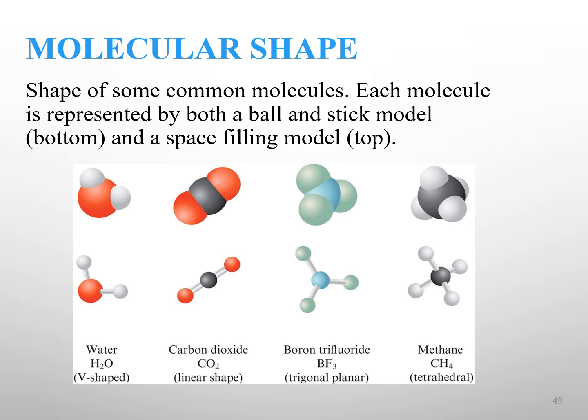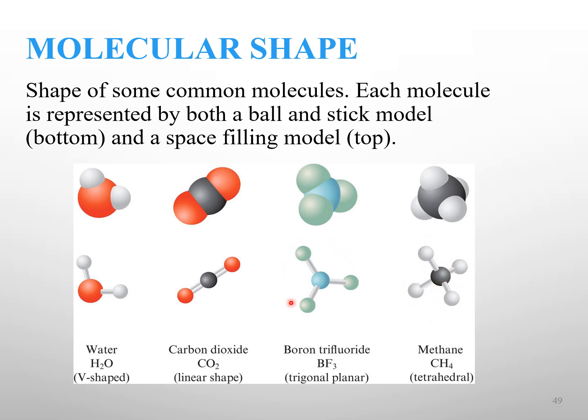Here are some of the common shapes that you'll see. You'll see that water is a bent shape. We call it bent. And then linear for carbon dioxide. And this one here is like a triangle but flat on a plane. So we call it trigonal planar, because one plane. And the other one here is tetrahedral. Tetrahedral is shaped like a tetrahedron.